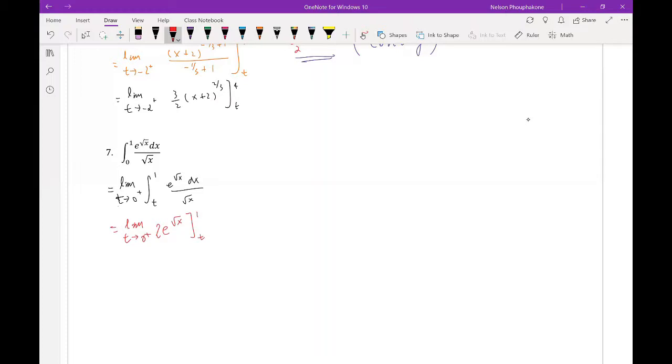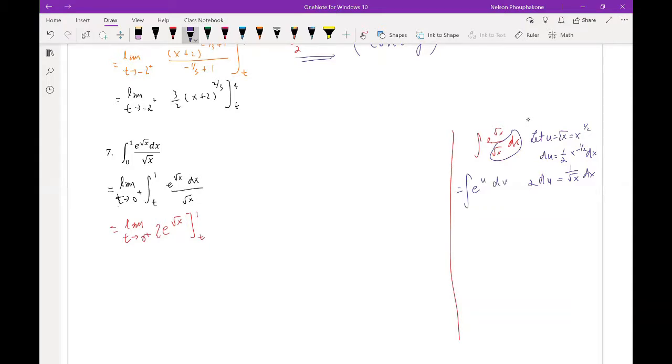Now if you don't know what I did here, then maybe I need to be a little more careful. So let us work on this side. If I have e to the square root of x dx, I'm going to let u equal square root of x. Then du will be 1/2 x to the negative 1/2 dx, which is 1 over square root of x dx. So in this case, I will have e to the u du.